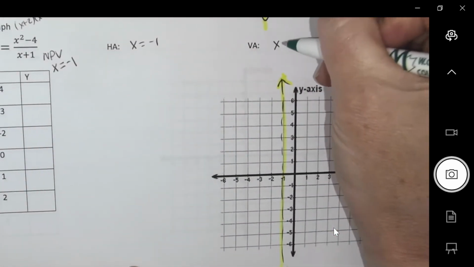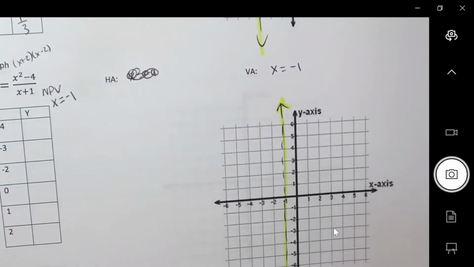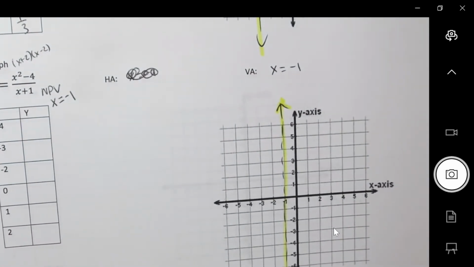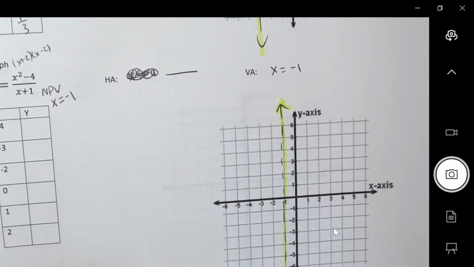Whoops, why did I write that under the... Sorry, I wrote that under the horizontal by accident. Vertical asymptote: x equals negative 1. Okay, horizontally, let's talk about the degrees.